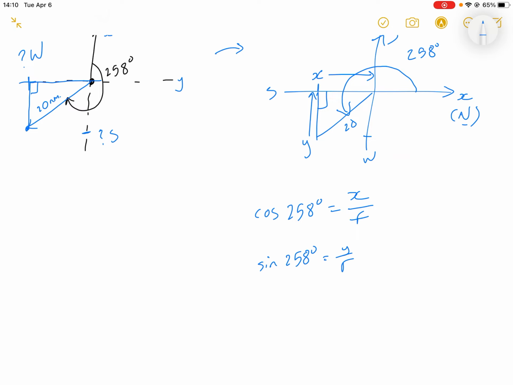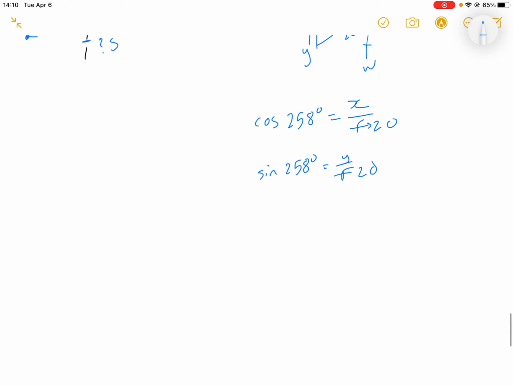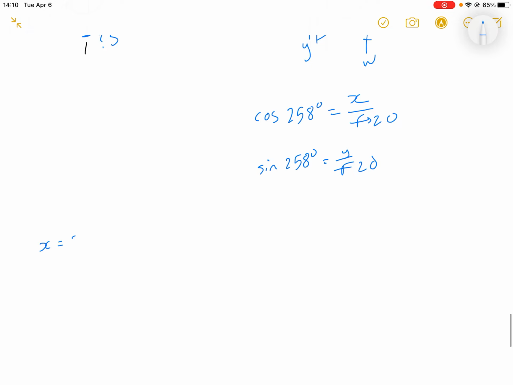Or we can answer the problem. So r is actually 20. The radius is that distance, 20. And so all I end up having to do is x equals 20 times cosine of 258, and y equals 20 times sine of 258.